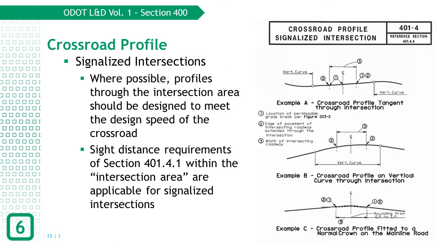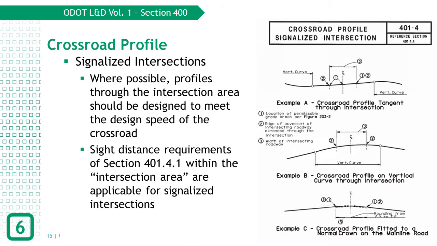Figure 401-4 establishes how a profile should be developed along the crossroad when the intersection is signalized. The difference between a signalized intersection and a stop-controlled intersection is that at a signalized intersection, there's a possibility that the traffic light is green and the traffic can travel through the intersection along the crossroad without slowing down. As such, the profile should be established to meet the design speed of the crossroad.